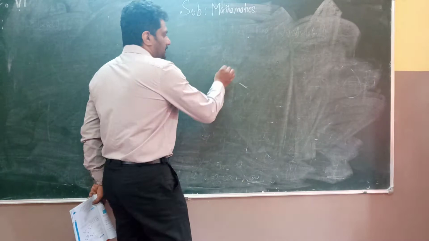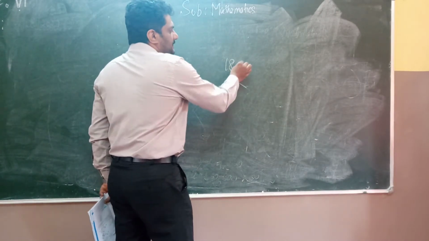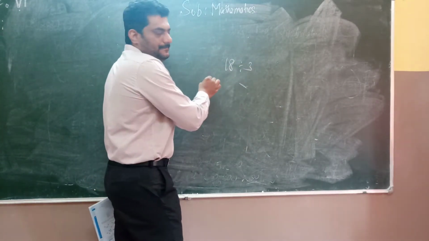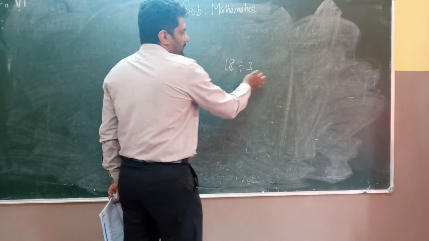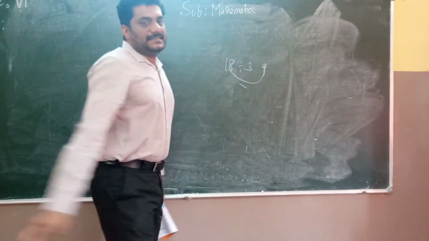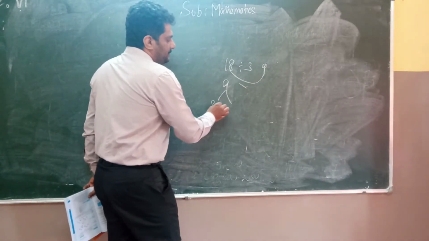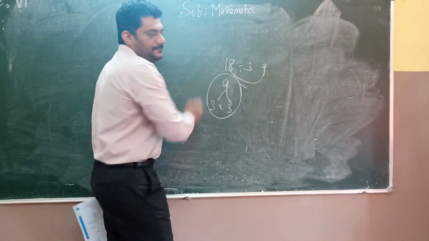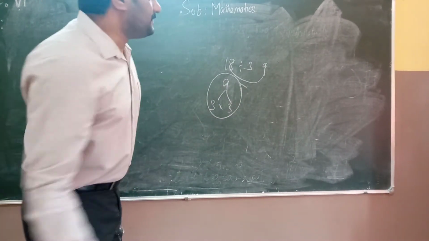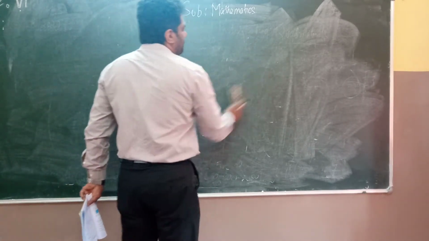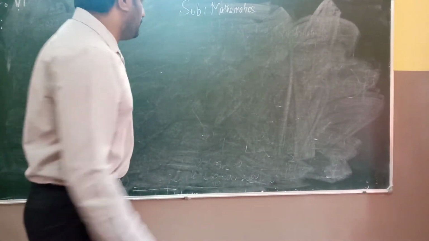For example, 81. Is it divisible by 3? It is divisible by 3. Check 9. It has to be divisible. Why? Because 9 is a multiple of 3. That is why it is divisible by 9. See, whenever you have, for example, one more thing.